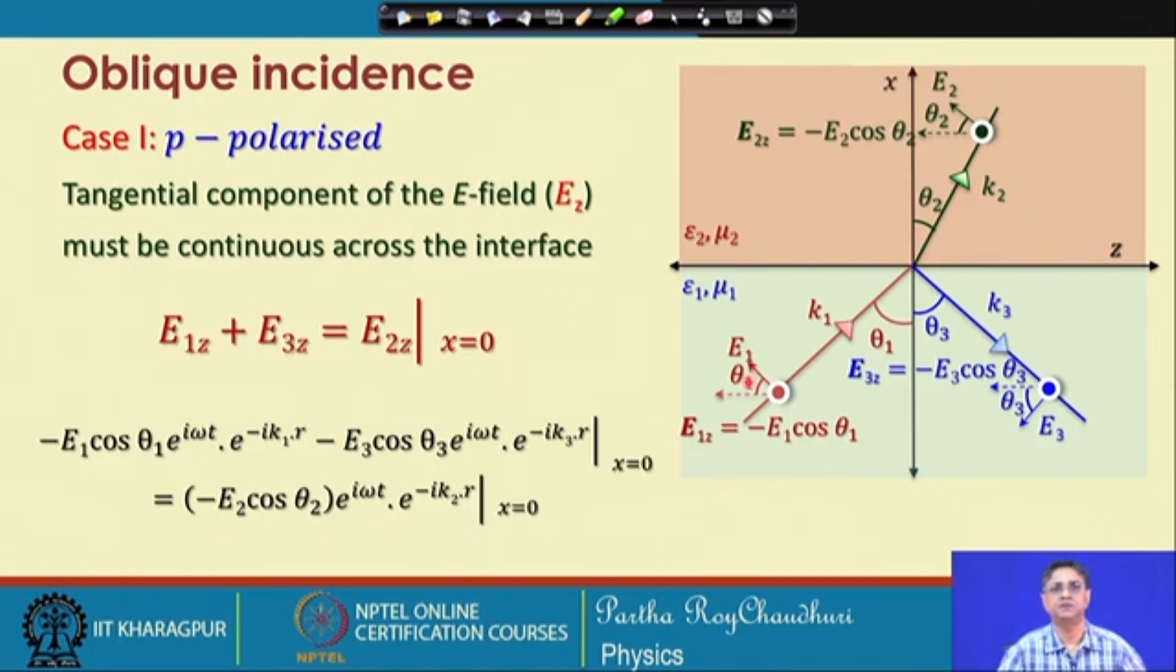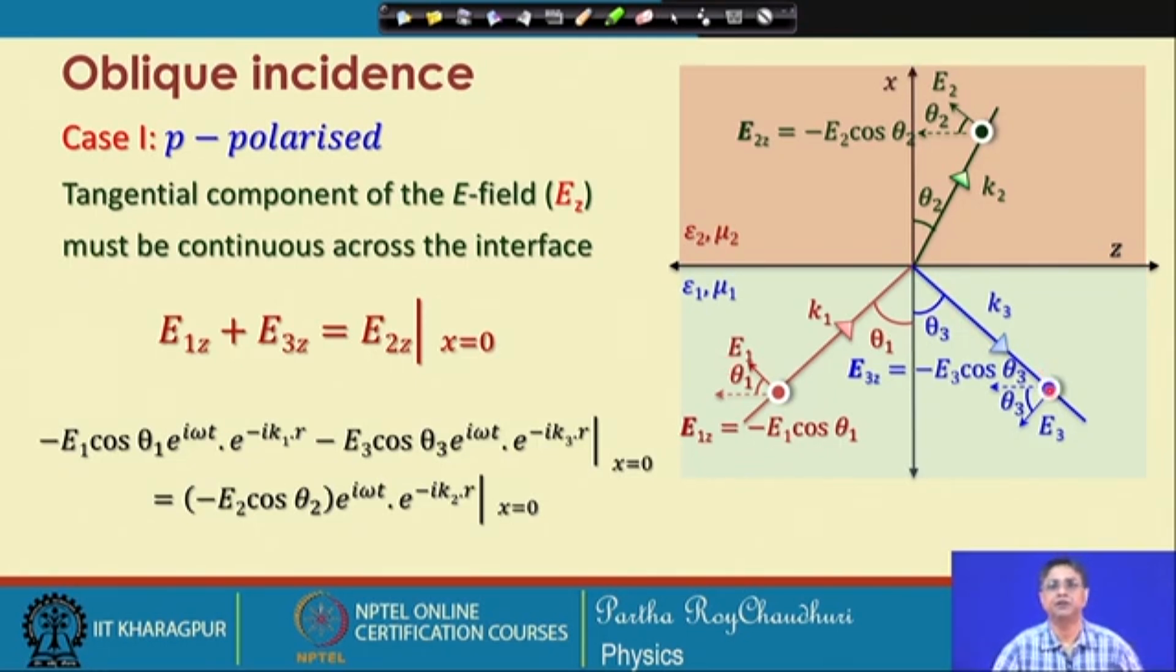So, we resolve this electric field into two parts, one is the longitudinal component, the other one is the transverse component. So, for the incident wave we write E 1 z, which is, because this vector is directed in the negative direction of z, this is your z axis, this is your x axis, and perpendicular to this plane is the y axis, therefore E 1 z equal to minus E 1 cosine theta 1, very clear.